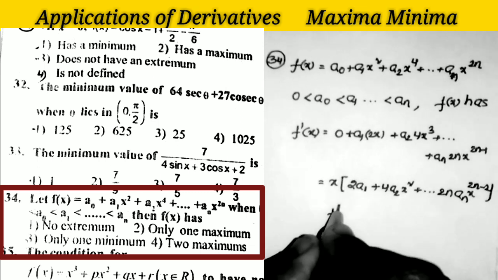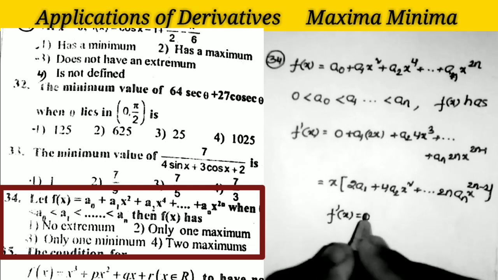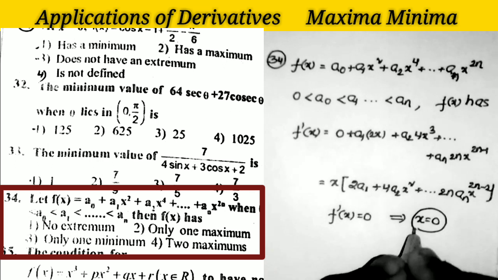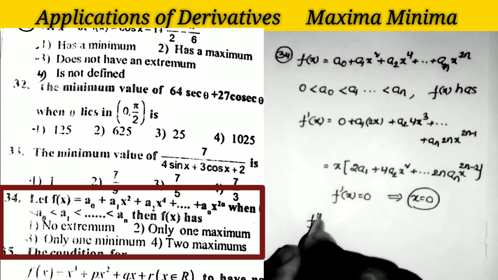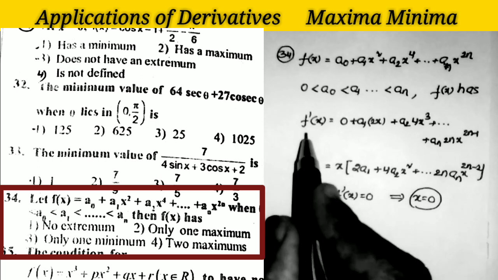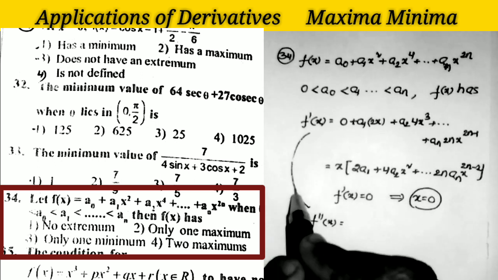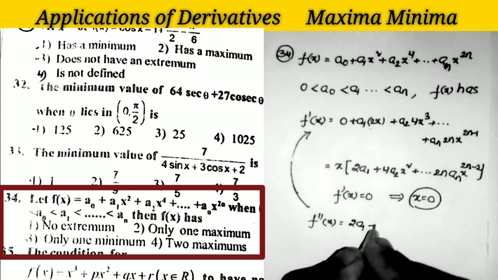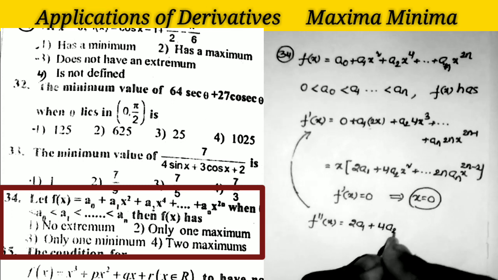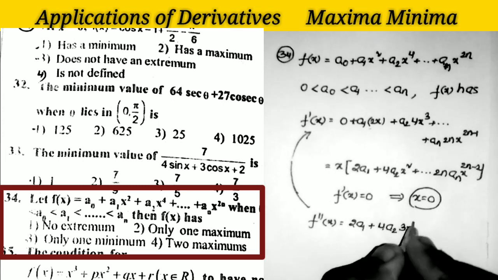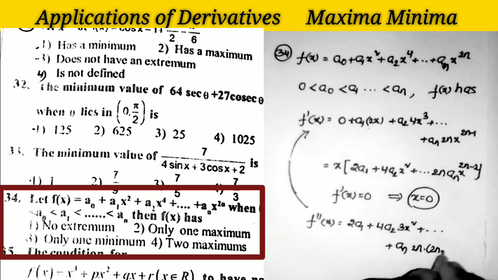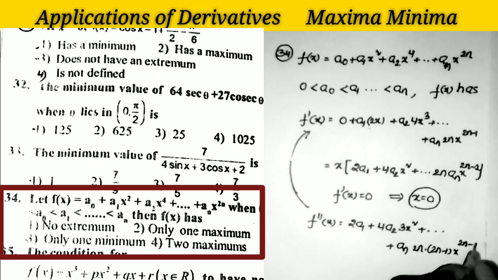Now equating f dash of x equal to 0, then we get clearly x is equal to 0. So here this is the critical point, x is equal to 0. Now finding the f double dash of x value: that is a1 into 2x derivative 2a1, and 4a2 into x cube derivative 3x square, and so on, plus an into 2n into 2n minus 1 into x power 2n minus 2.